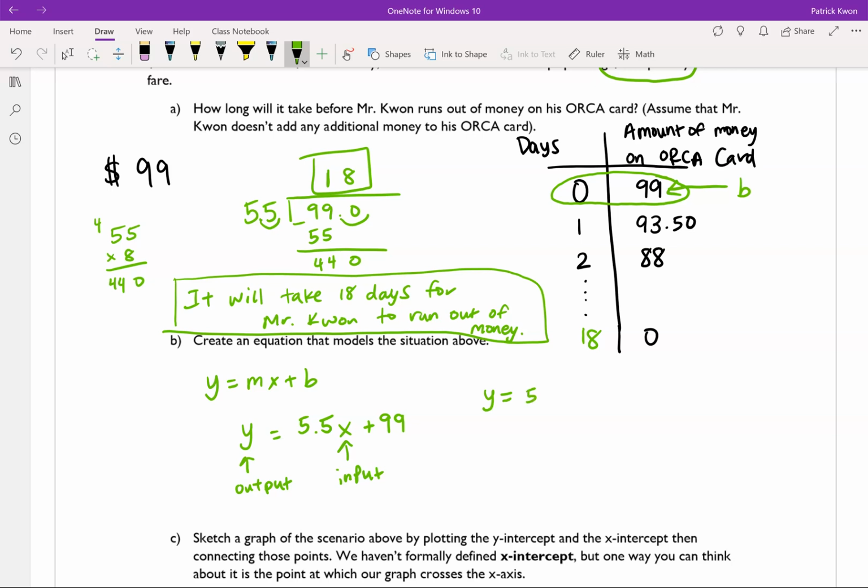So y equals 5.5 times 2 plus 99. If we created the correct equation, it should give me an output of 88. Let's see if that happens. 5.5 times 2 is 11. So if I add those two numbers together, that will give me 110. I want you to pause the video for a second and think about, what did we do incorrectly with our equation?